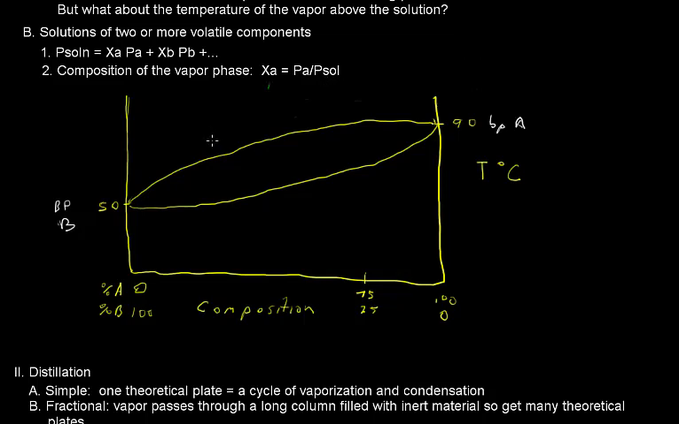So the top curve in this phase diagram here is the vapor composition. It's the composition of the vapor phase. And the bottom curve here is the composition of the liquid. So the top curve can be calculated at any point from this equation. And of course the liquid composition is just the composition of the flask at any given point.